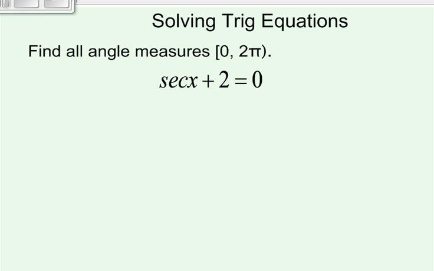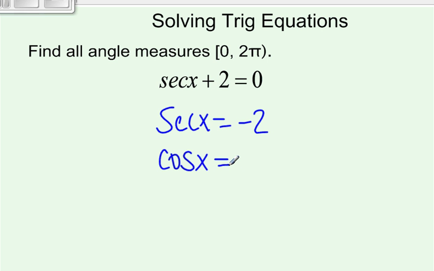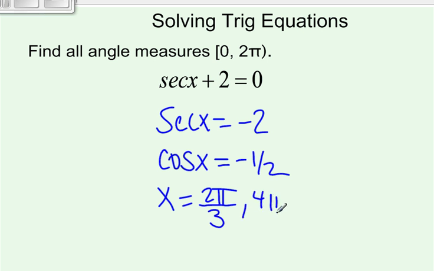Okay, for the next one, again, we're isolating, so we get secant of x equals -2. Personally, I do not think in secant, cosecants, and cotangents. I think in their reciprocal functions. So I'm going to make this its reciprocal function of cosine, and I'm going to take the reciprocal of -2, which is -1/2. So now I'm asking myself, where is cosine equal to 1/2? Okay, that's the pi over 3 family. And then cosine is negative in the second and the third quadrants. So it's going to be 2 pi over 3 and 4 pi over 3.